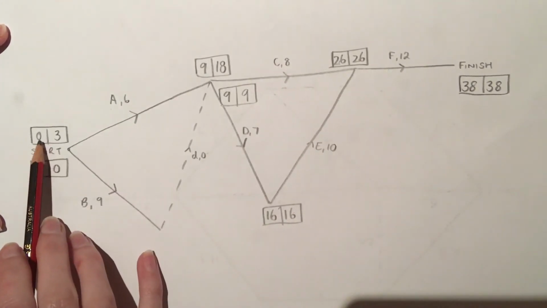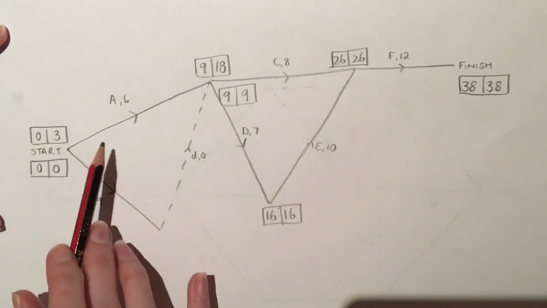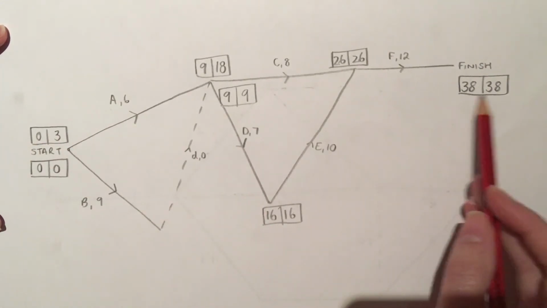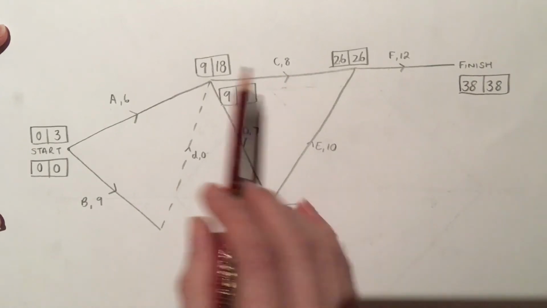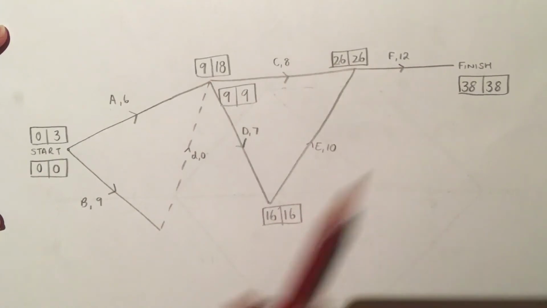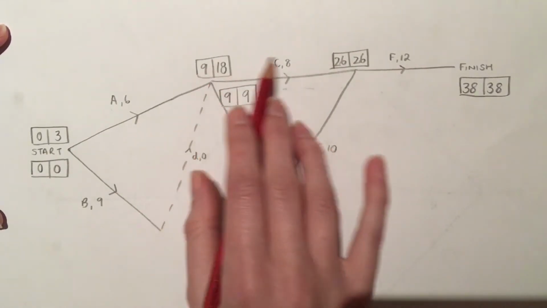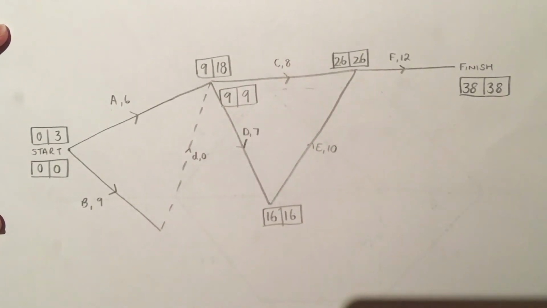So we could push back the start of job A to 3 days into the project, and we're still going to get the whole project done in 38 days. Or job C, we could push it back by 9 days and still have the overall project finished in 38 days. Or we could take 9 extra days to complete job C and you wouldn't run into any problems.